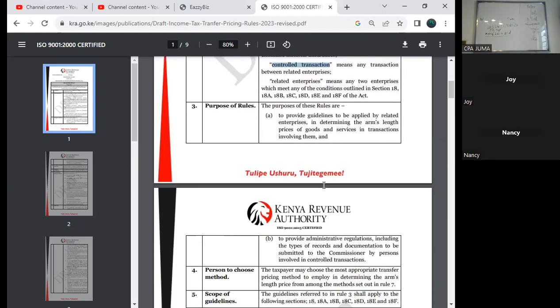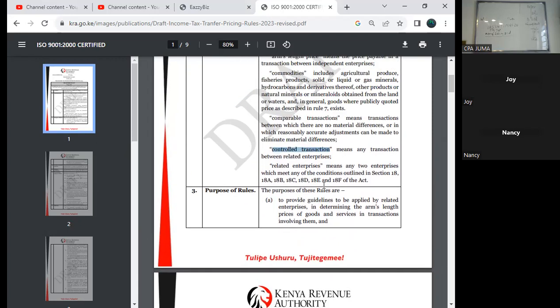Means any transaction between related enterprises. Correct. So it means I start to andika again. Uncontrolled will be the opposite. It is the transaction between enterprises which are not related. So there is no need of writing that. That is the only thing I wanted to extract from there.